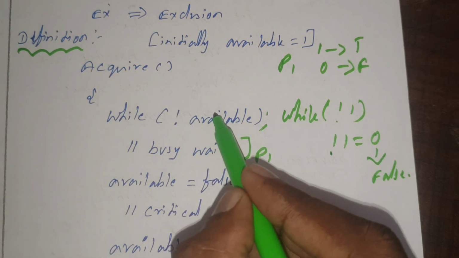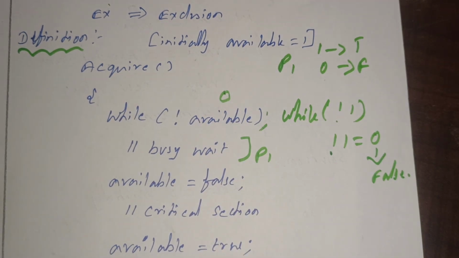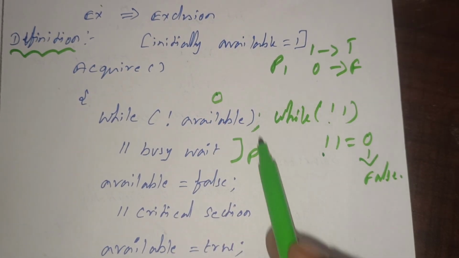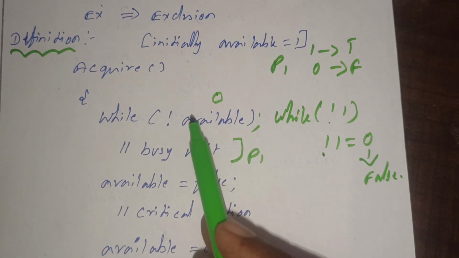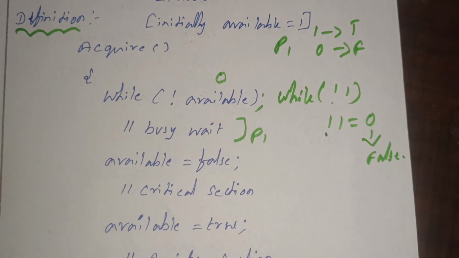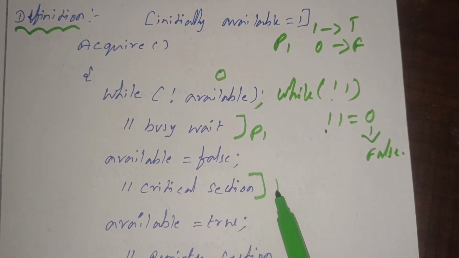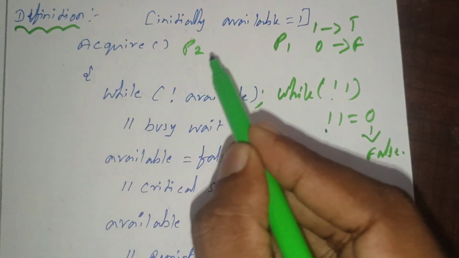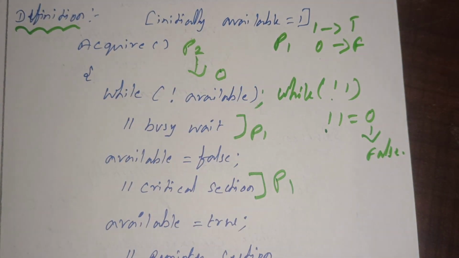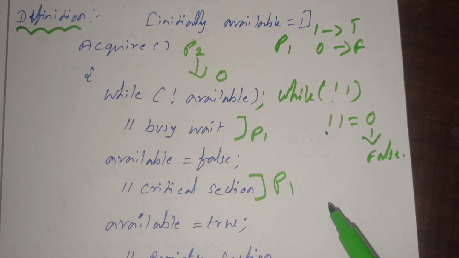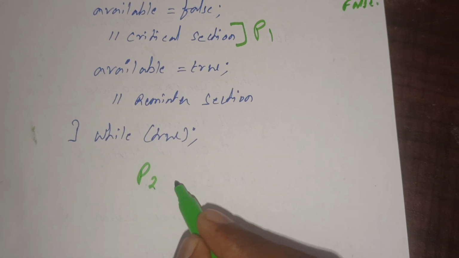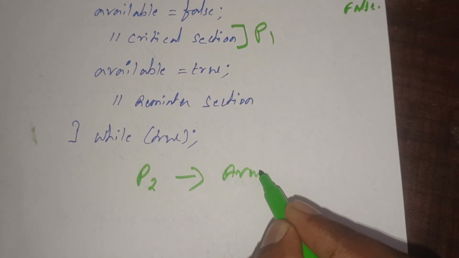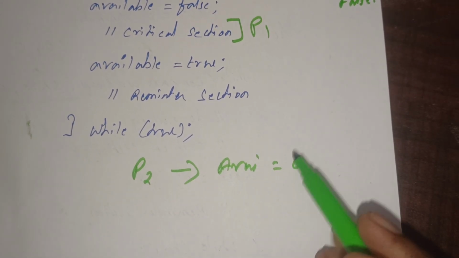Now what happens to available? Now available is 0. Initially available is 1. I told you how this available is working over here. After P1 enters, it makes this available 0, right? So now P1 is inside this critical section. Now say for example P2 is coming, and it checks what is the available. Available is 0. Now check what happens for P2. I'll write this here so that you can understand. It checks that available is equal to 0, which was set by P1.